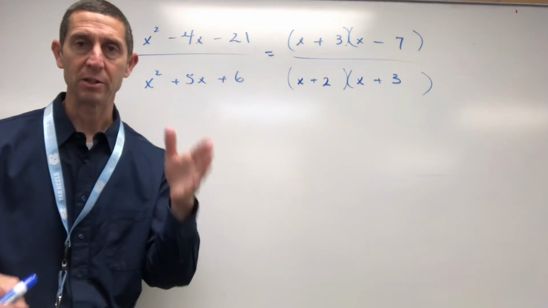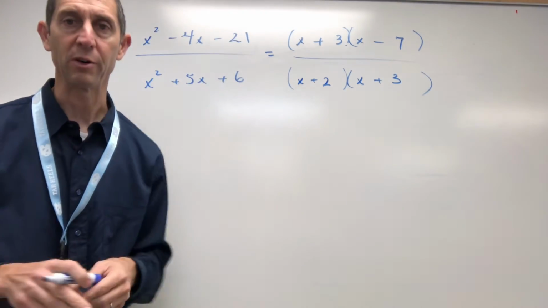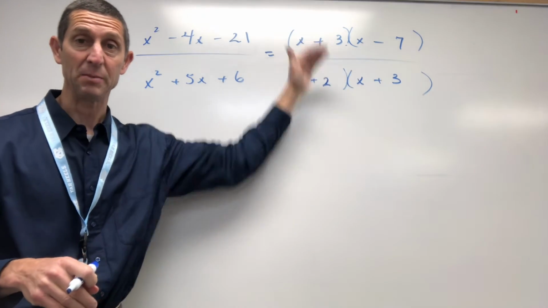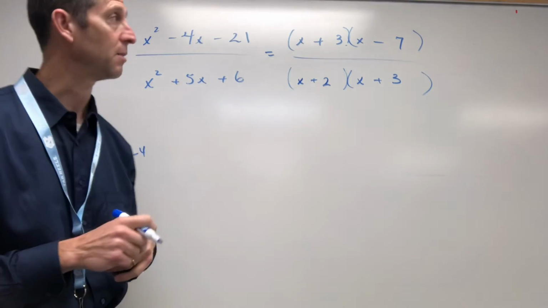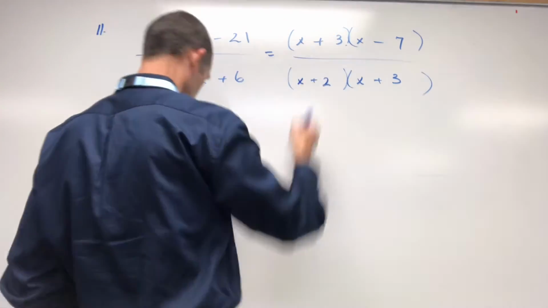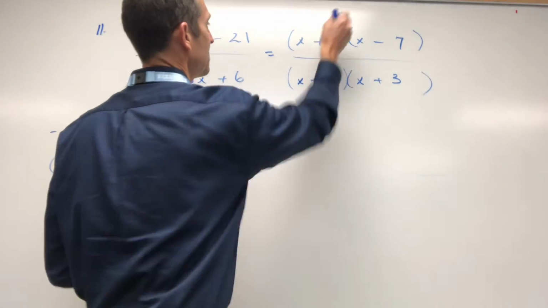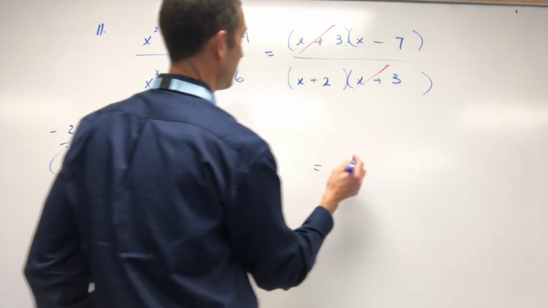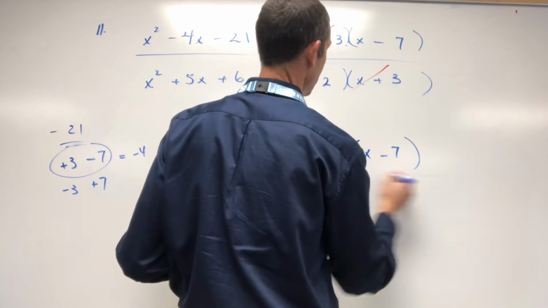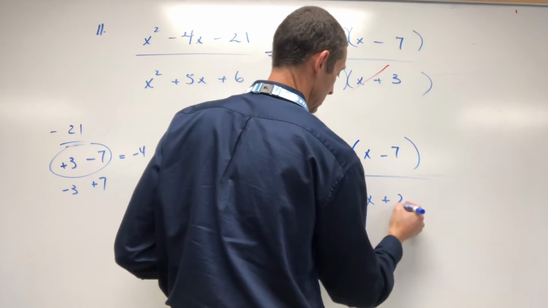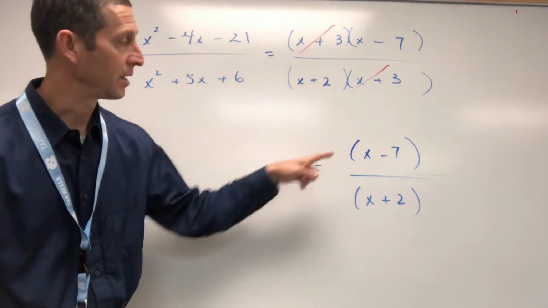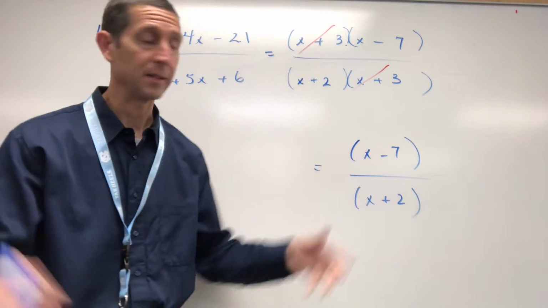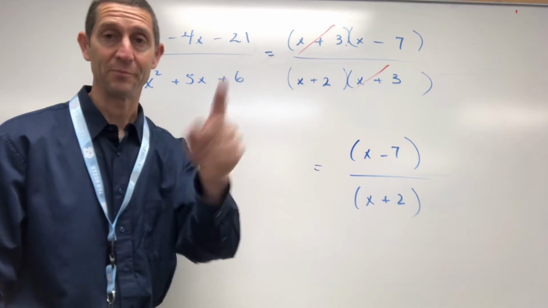So you get it factored into groups first, and you start hunting to see if there's any groups that are the same up top and bottom you can cancel out. Boom. So you've got an x plus 3 that cancels an x plus 3. So we're left with an x minus 7 on top, x plus 2 on the bottom. And again, this and that are not exactly the same, so you're done. You can't cancel them out. This is what's left. That's your answer.